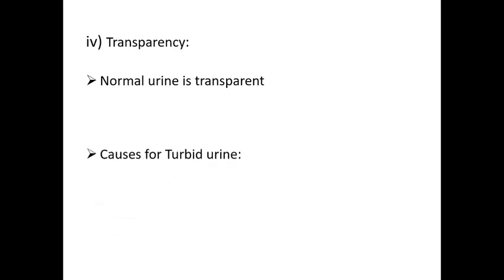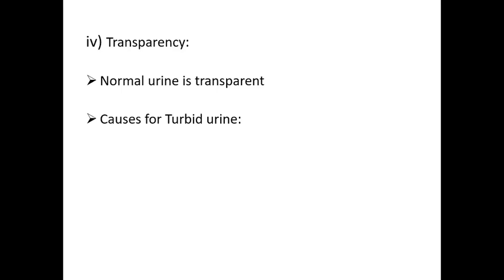Next thing is you check the urine for its transparency. So the normal urine is transparent. That is, if you write some letters on a piece of paper and keep it on the other side of the urine sample, and if you try to read it, you will be able to read those letters through the urine sample. So that means the normal urine is transparent.